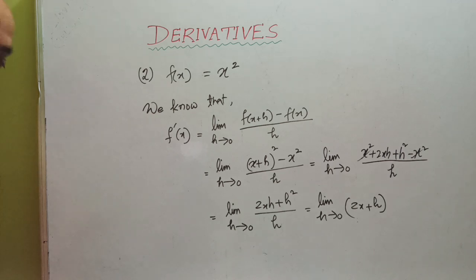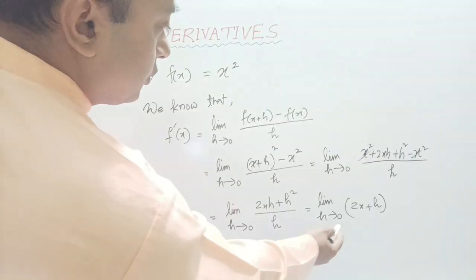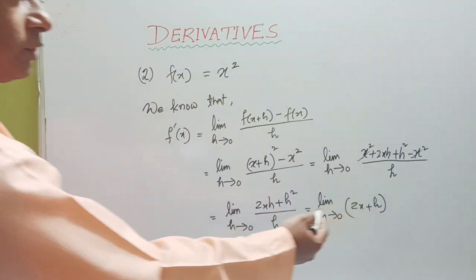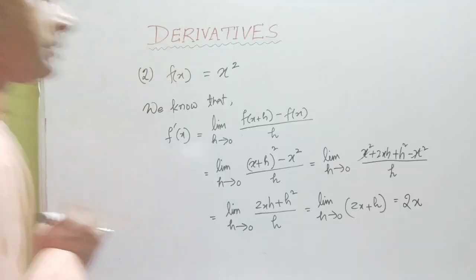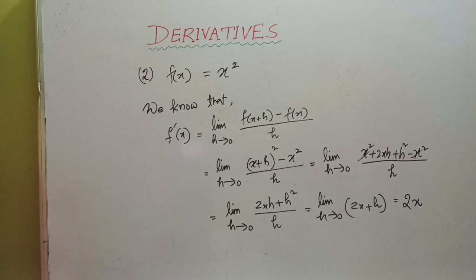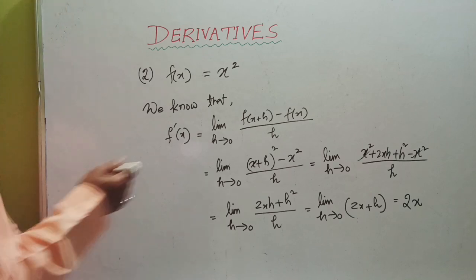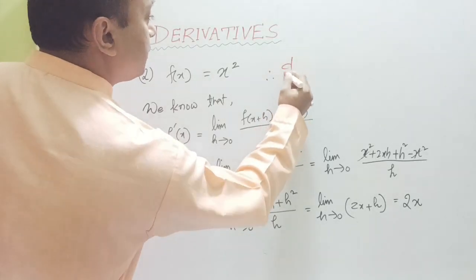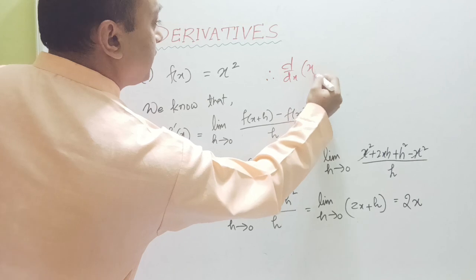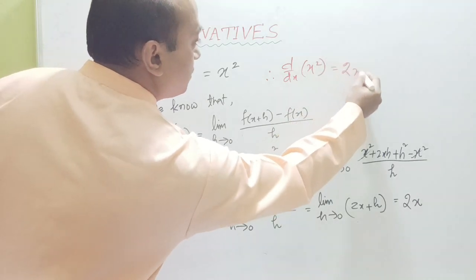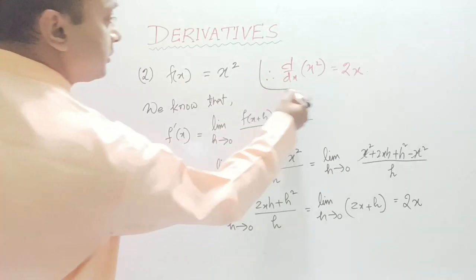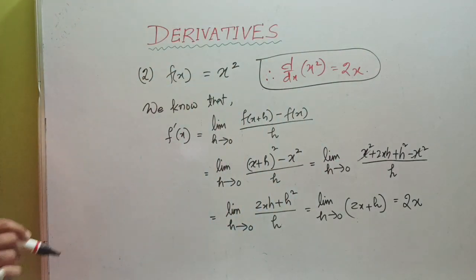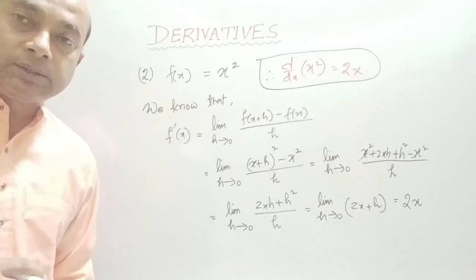Now we have to go to the previous topic, the topic of limits. What do we see? Limit of h tends to 0, 2x plus h. If h is tending to 0, this expression will tend to 2x. Okay, so what is the conclusion? We can conclude now, therefore, d/dx of x square is equal to 2x. The derivative of a parabolic function is 2x. d/dx of x square is 2x.